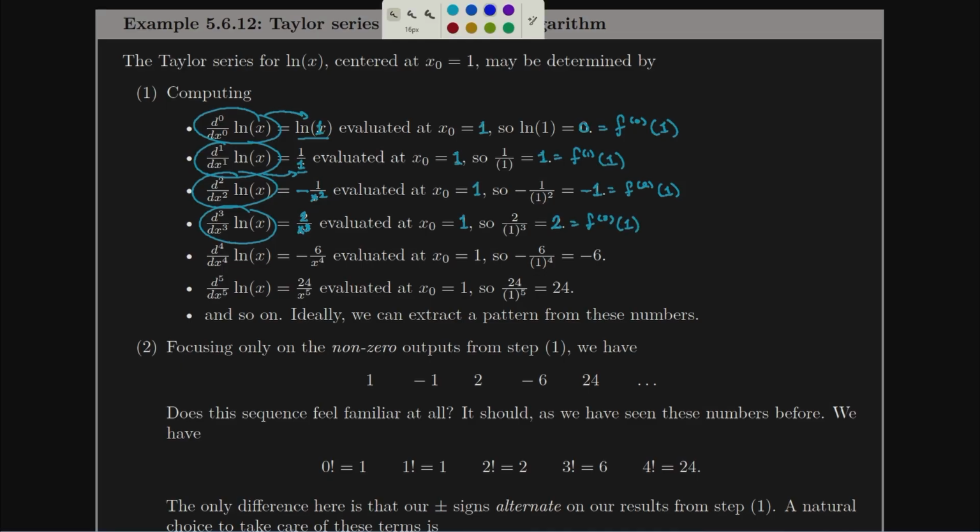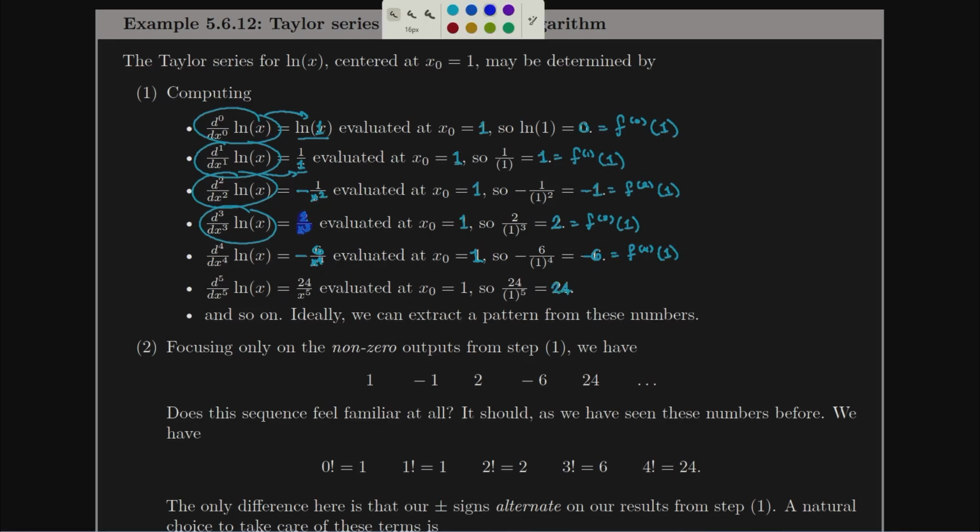4 derivatives, I'm taking 1 more derivative of 2 over x cubed. That's going to give me, well, the negative 3 is coming by to multiply everything. So 2 times negative 3 is negative 6, all over x to the 4th. Evaluate this at 1, I'm getting negative 6 over 1 to the 4th. I'm getting negative 6. That's 4 derivatives of my function at 1. If I do the next one, I'm getting a positive 24.